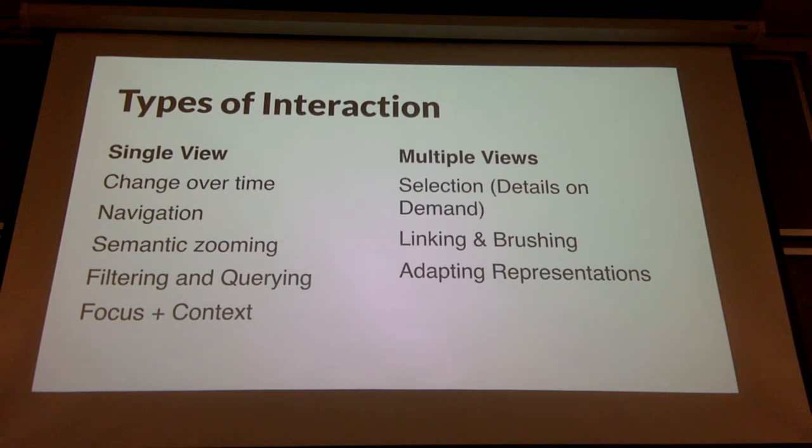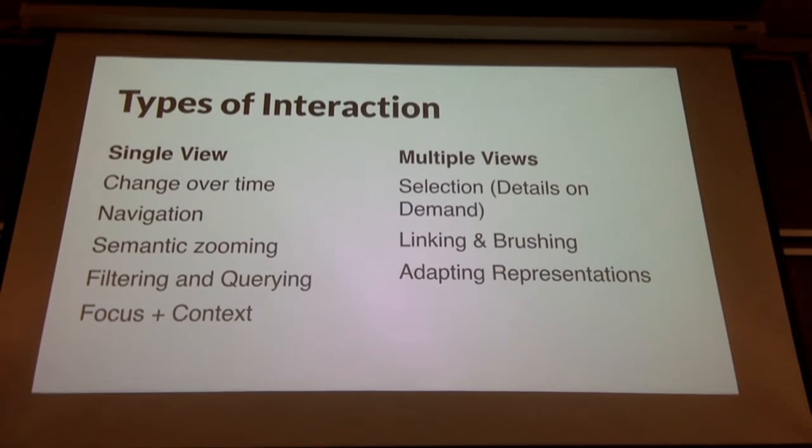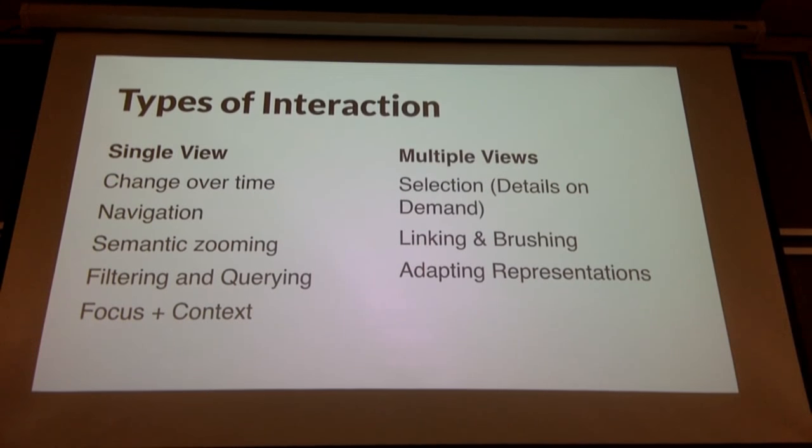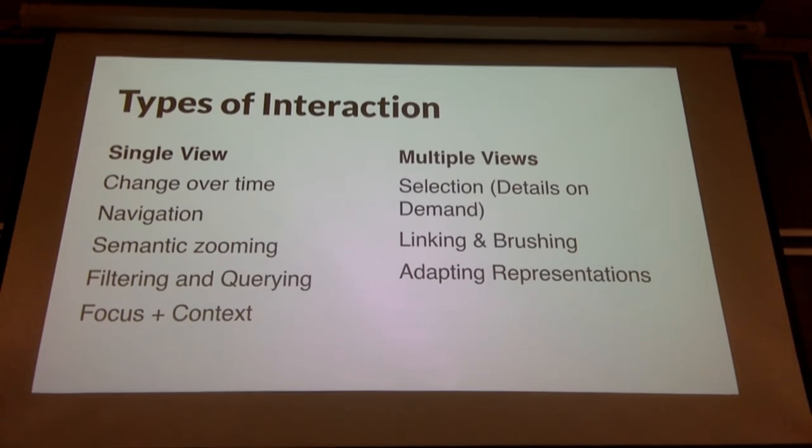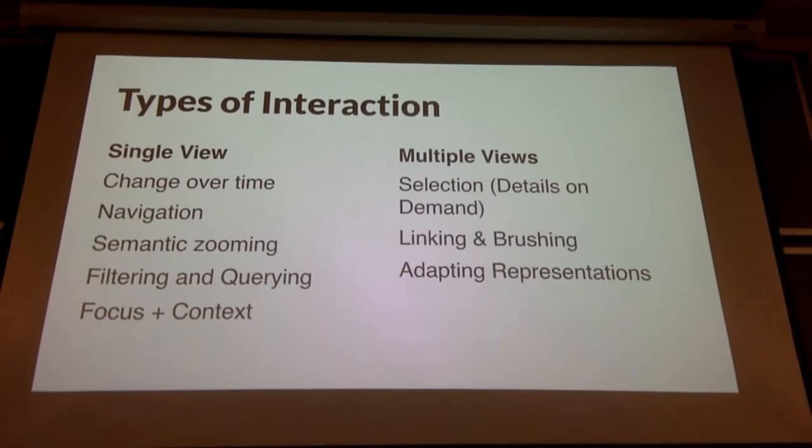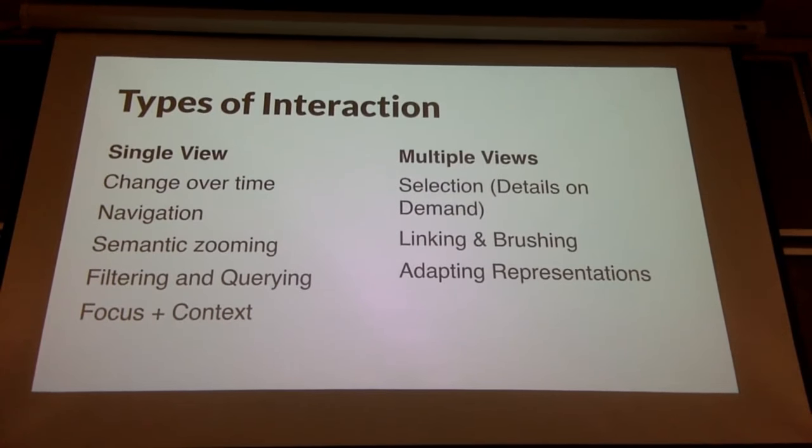So there's a couple of other ways of thinking about visualization. We have the different types of interaction. So we have single view interactions, for example when we navigate change over time, like in our homework 4, where we have the slider to change time. Navigation would be zooming and panning on Google Maps, for example. Semantic zooming is something that we'll be talking about a little bit later. Filtering and querying, and then focus and context. This is all defined on a single view.